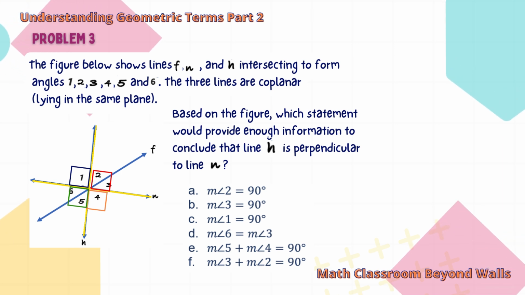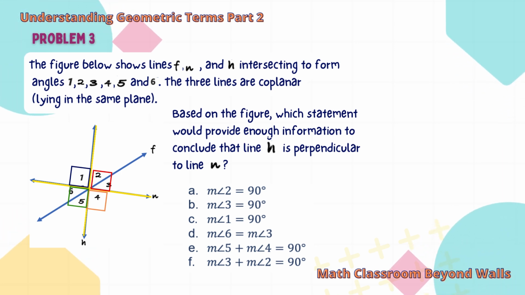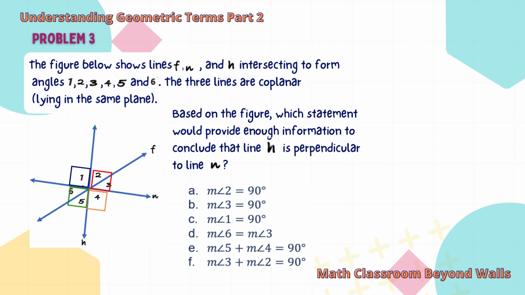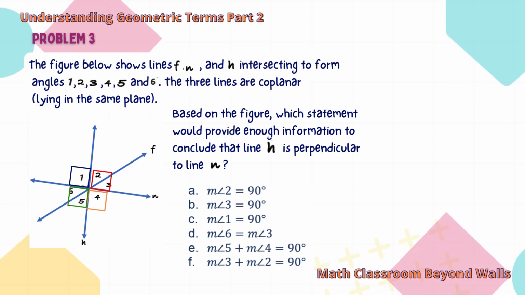With the modification we did to the figure, we are now ready to answer the problem. We will analyze the statement and check it with the figure to determine if the statement provides enough information to conclude that line H is perpendicular to line N. Let's go. We'll start with option A.